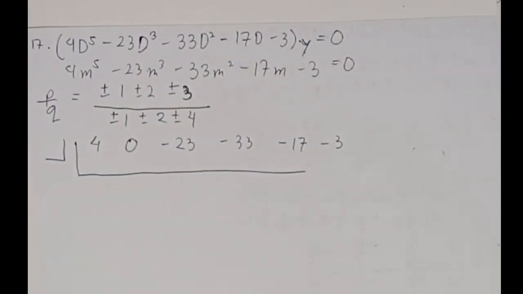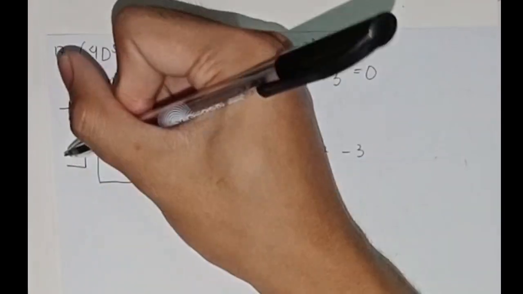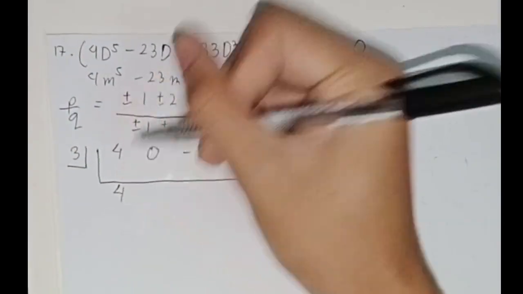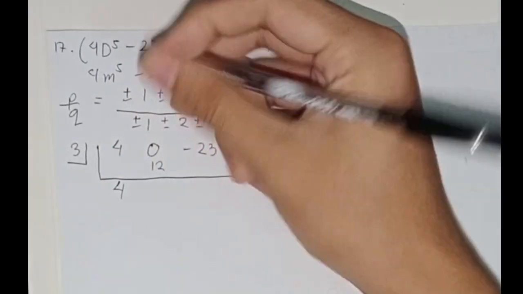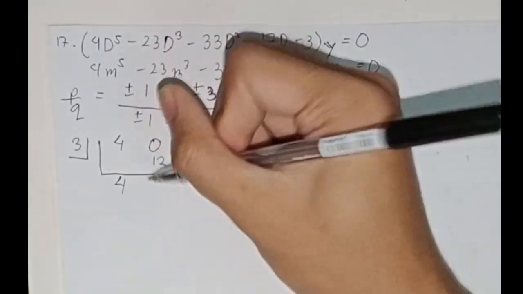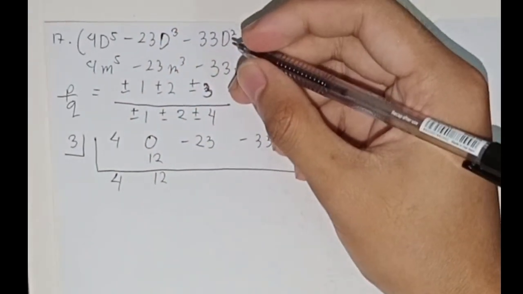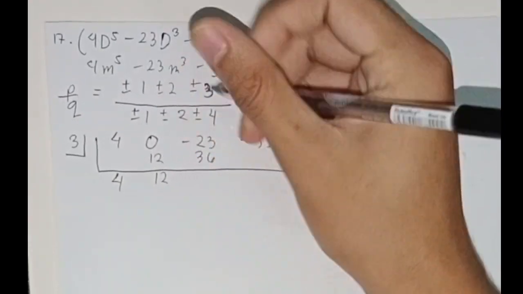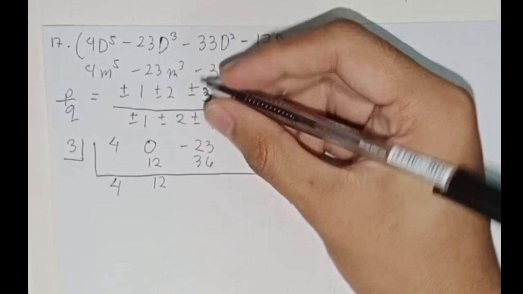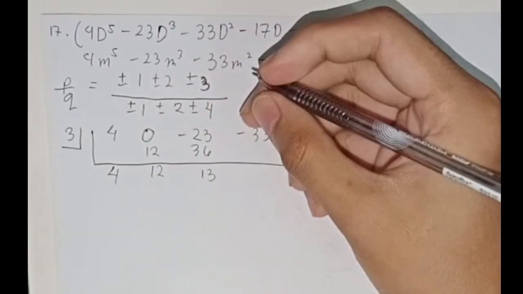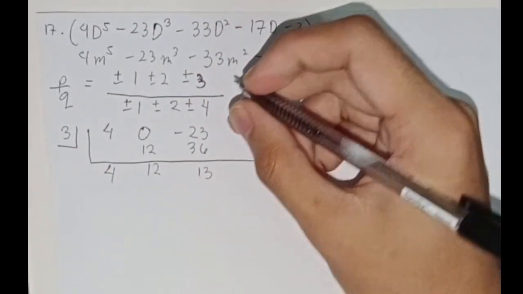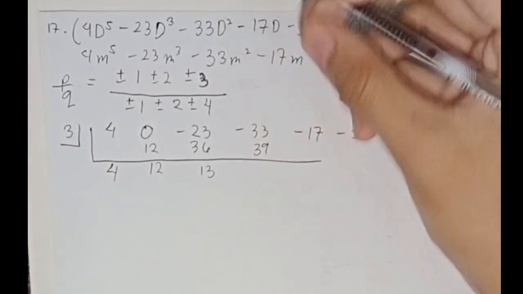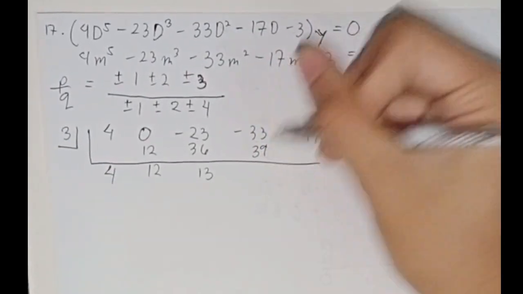The divisor I will use is 3. So 3. Bring down 4. 4 times 3, that will be 12. So 12 plus 0, that will be 12. And 12 times 3, that will be 36. So 36 plus negative 23 is 13. So 13 times 3 is 39. So 39 plus negative 33 is 6.